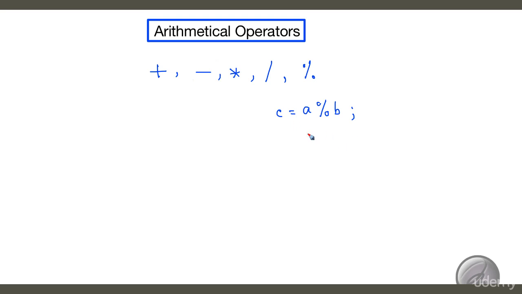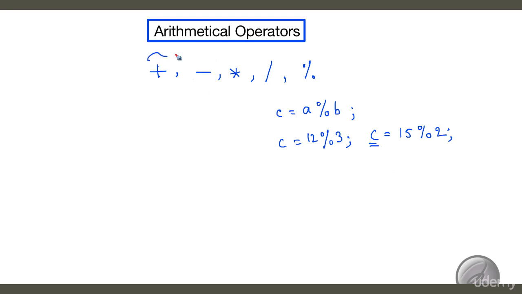That means c is going to contain the remainder of division operation between a and b. If the value of a is 12 and we are dividing it by 3, then this particular operation returns 0 because 12 divided by 3 leaves remainder 0. Now if you do something like this, say 15 % 2, then 15 divided by 2 leaves remainder 1, therefore here the value of c is 1.